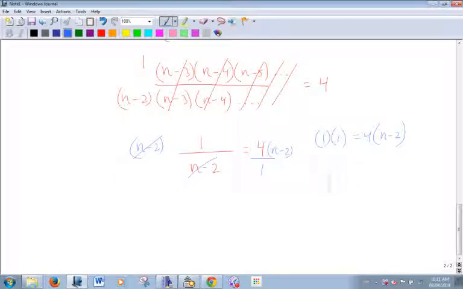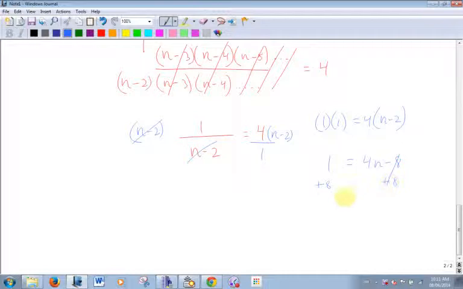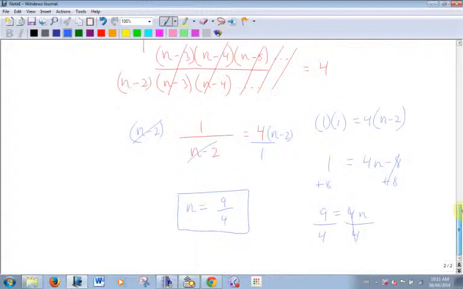All right, so 1 times 1 is 4n minus 8. Add 8 to both sides. This is grade 8 math, right, guys? So don't be all, okay. 8 and 1 is 9, is 4n. Second step, let's divide that 4 away. n is 9/4. If you saw what that was right at the beginning, then you're better than me.